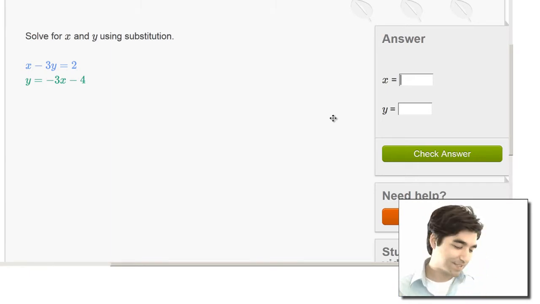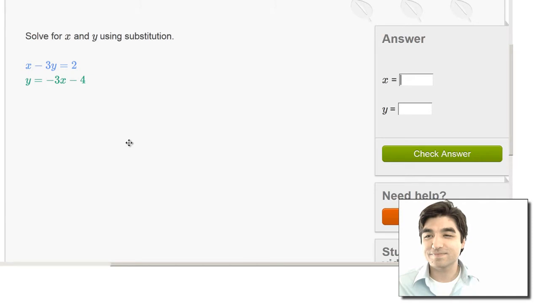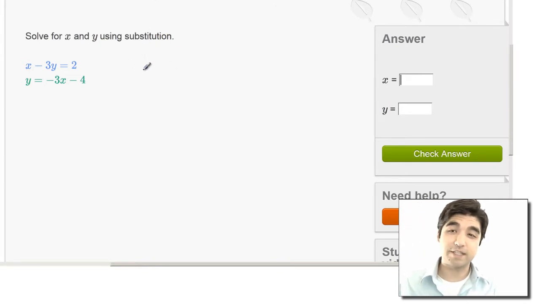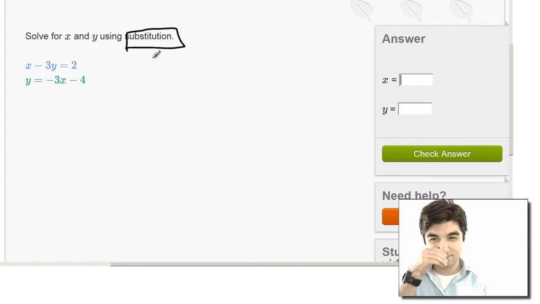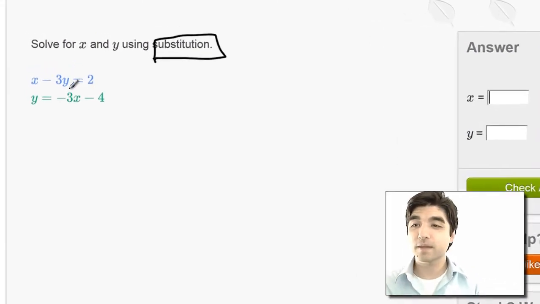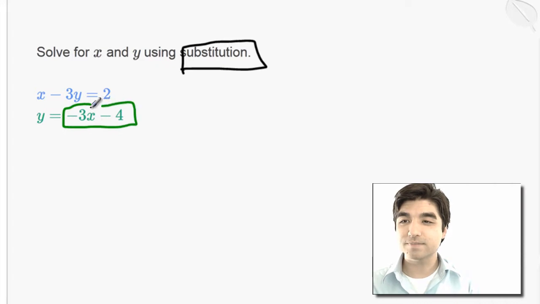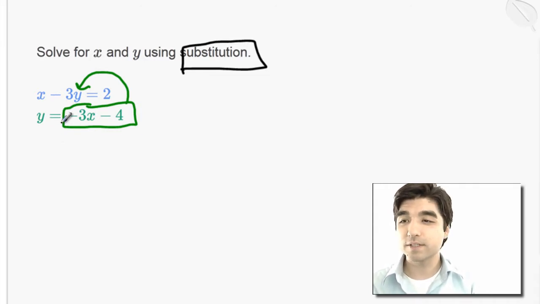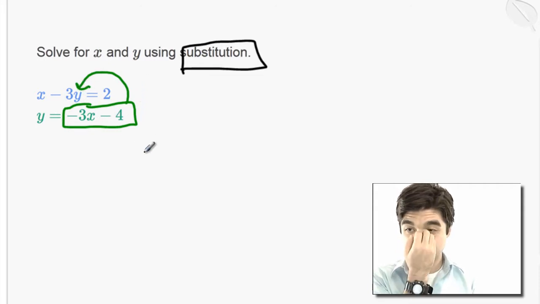Alright, so anyways, we have this thing called the substitution method. Probably some of you know this, but I need to make sure that you understand it. For the substitution method, you have two equations, and you take one of these equations and plug it into the y or the x of the other equation. This one is y equals, so I'm going to plug that into the y in the other equation.